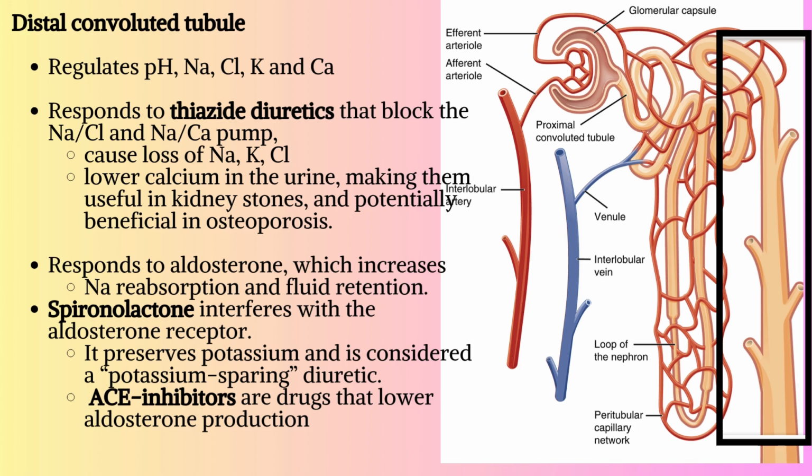This is also the area that responds to aldosterone. It causes a retention of fluid and sodium. And this is where aldosterone antagonists, such as spironolactone, eplerenone, and finerenone, exert their mild diuretic and potassium-sparing effects. Drugs that block the production of aldosterone, such as ACE inhibitors, will have similar effects on urine production and potassium retention.